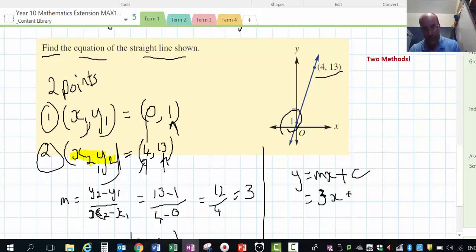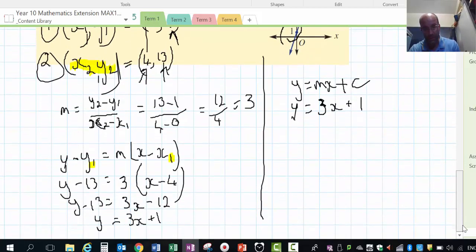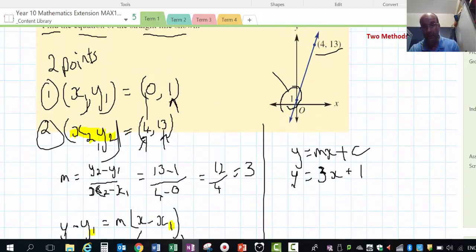3x plus c, well, we've got c given to us, that's 1, the y-intercept, it's right there. So y equals 3x plus 1. So we get that either way.